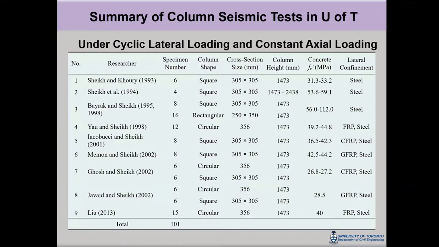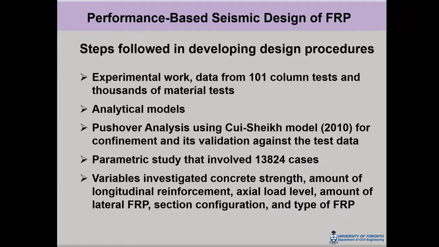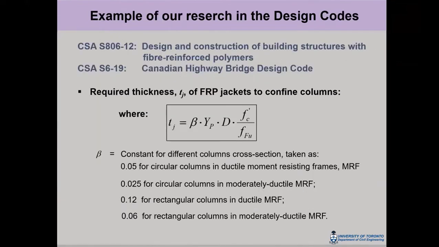Based on this kind of work, a lot of additional retrofit was done for seismic earthquake. So we ended up doing similar columns in the lab, about 101 of them. And to that, we added the analytical work, developed the model. And then we did the parametric study, which involved about 13,800 cases. Based on that, we proposed this particular procedure, a simple equation, for designing the retrofit. And this procedure has been adopted by two codes in this country.